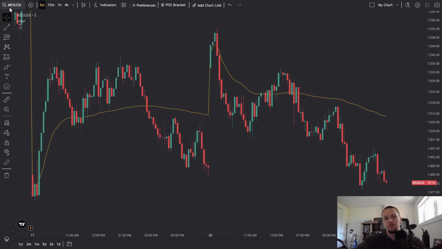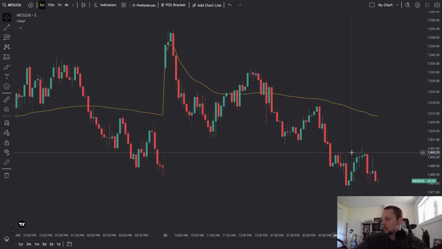We start off with micro ES futures. This is what I traded today. Essentially it's the price of the S&P 500. For my chart setup, I'm using regular trading hours, not extended trading hours.